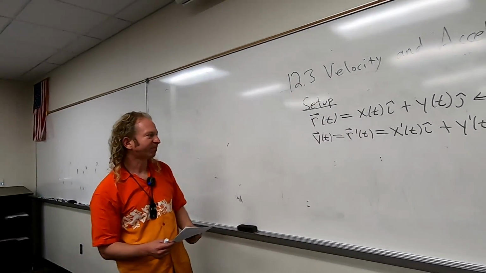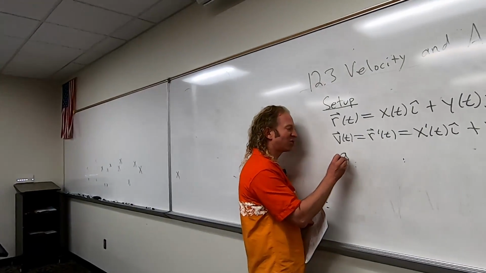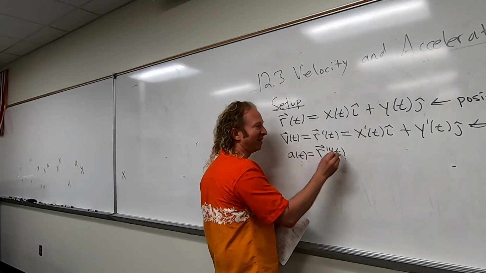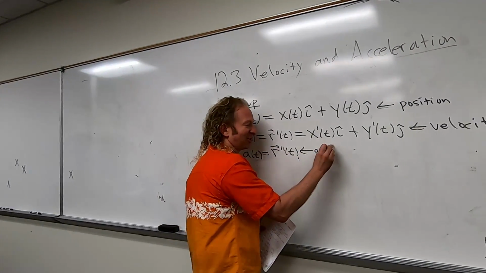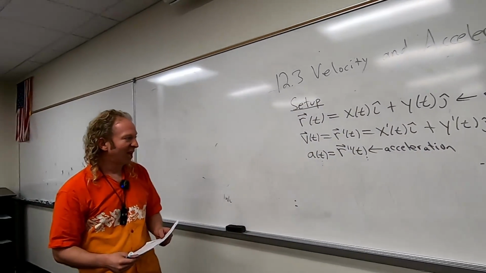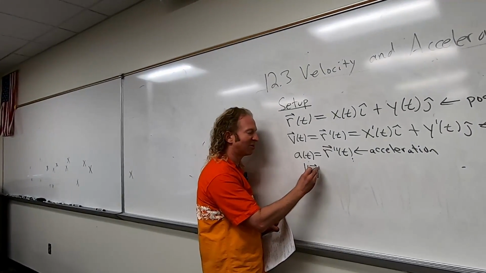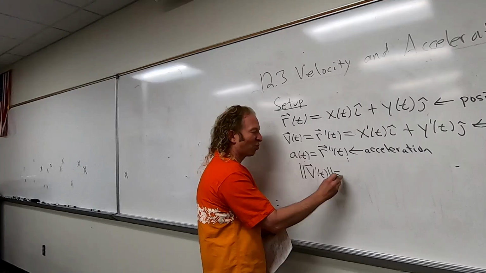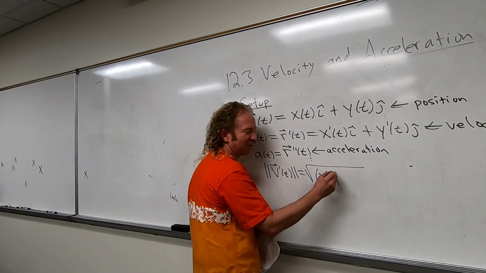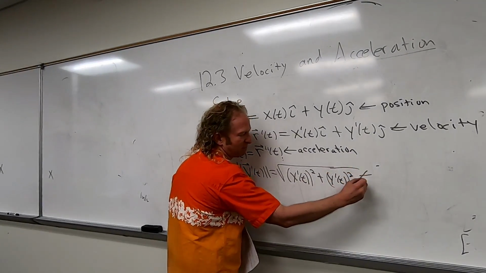And then, what's the derivative of velocity? Acceleration. So this is r double prime of t. This is the acceleration vector. Right, they're vectors. And speed is the magnitude of velocity. So the speed is going to be the magnitude. This is the square root of the components squared. So that's the speed.